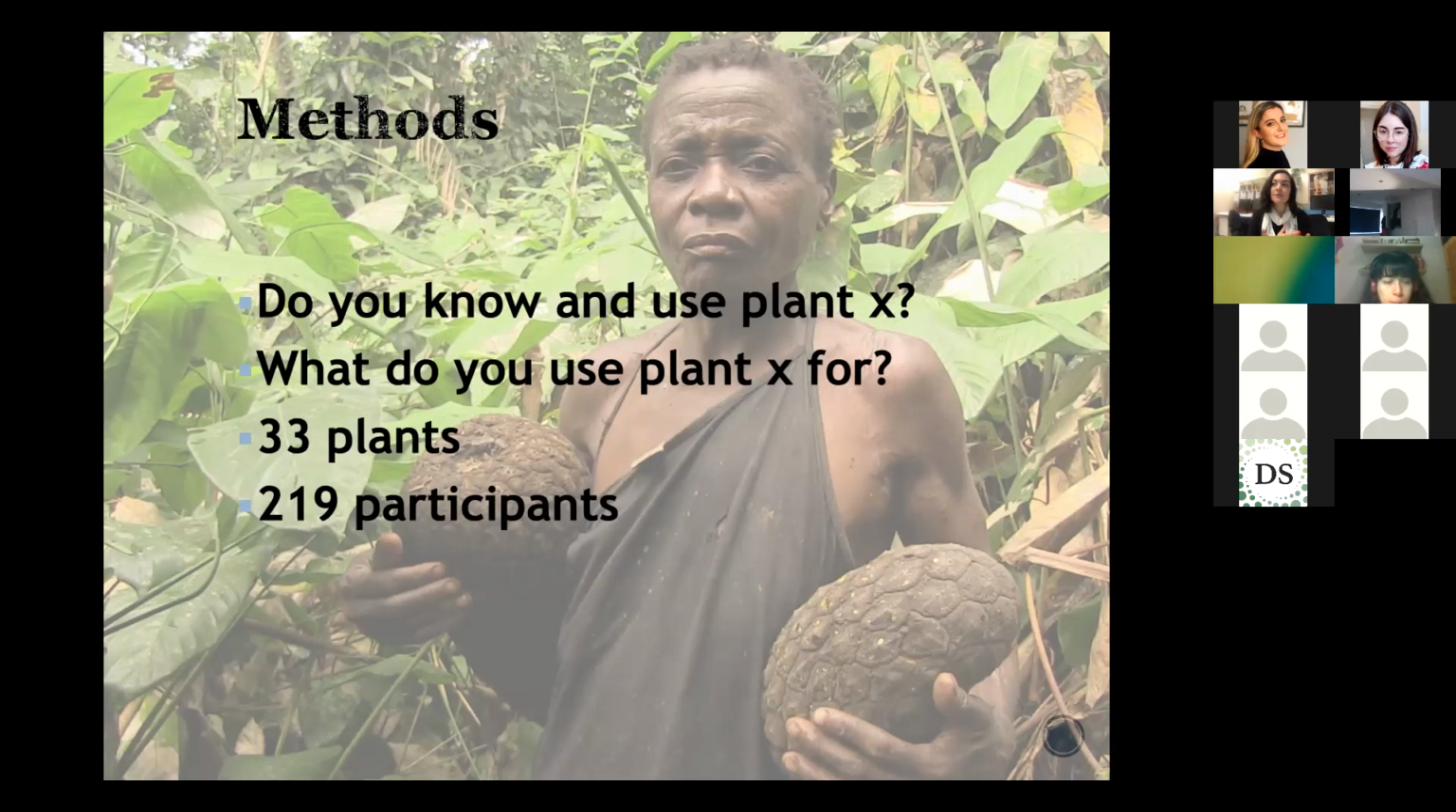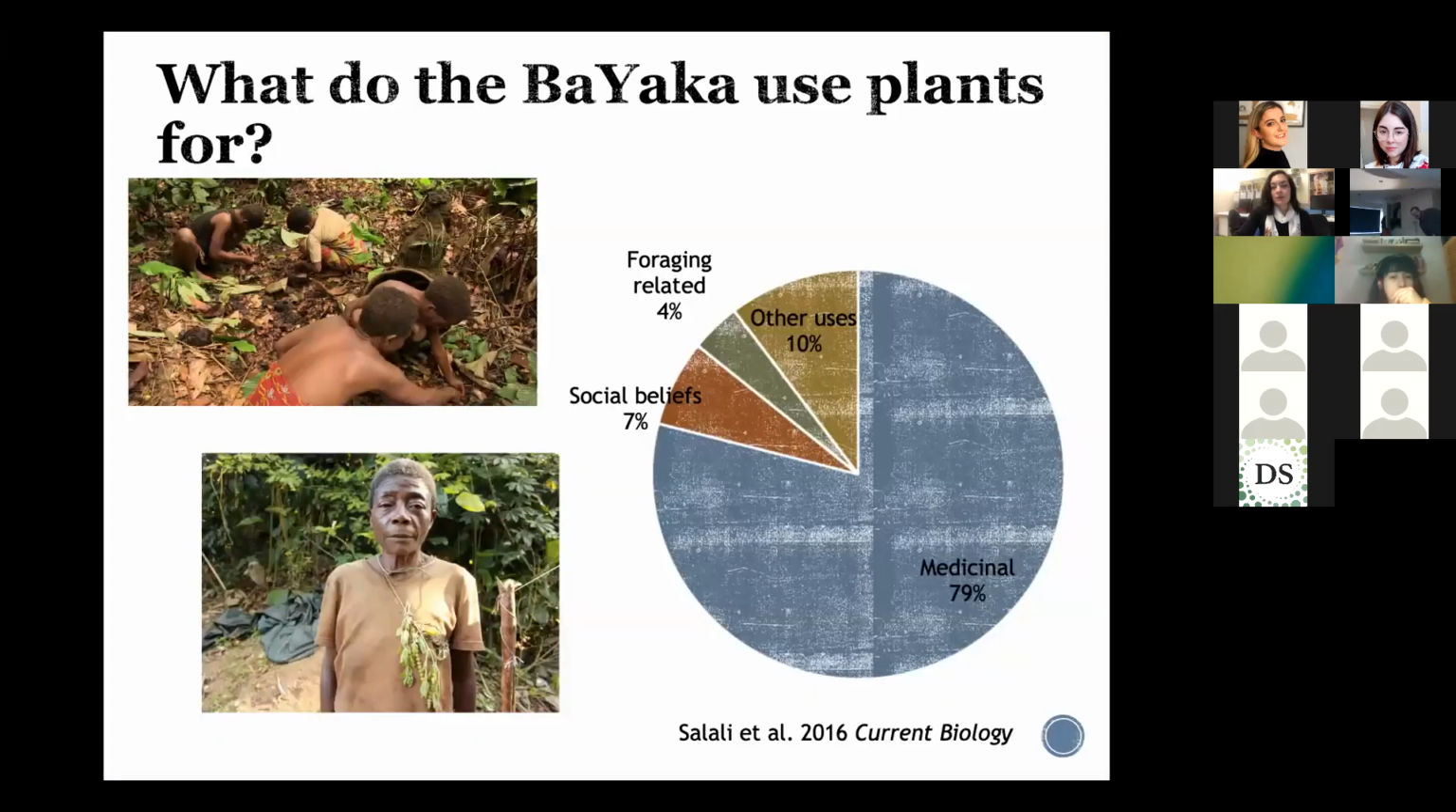So these camps, some of them are located in the forest, as you saw in the previous photo, but there was one camp which was located closer to a farmer town, which I'm going to be talking about later in my presentation. So in those 4 different BaYaka camps, I asked people about 33 different plants. So I asked them if they knew the plant, and if they knew it, if they use it, what do they use it for? And then I looked at the sharing of knowledge.